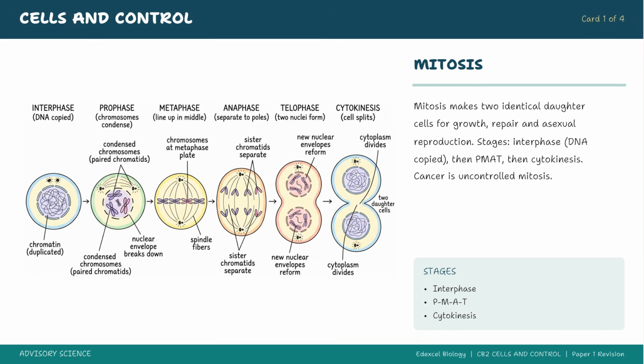Then there are 4 stages: prophase, metaphase, anaphase, and telophase. And the mnemonic for that is IPMAT, IPMAT. After IPMAT, you have cytokinesis, where you actually have the splitting of the cytoplasm.